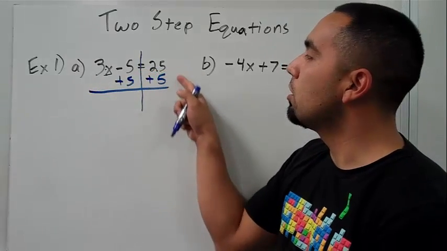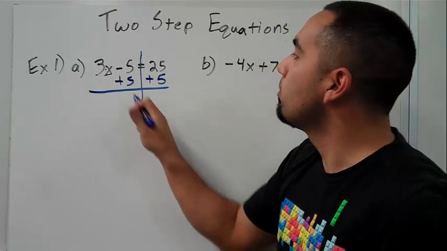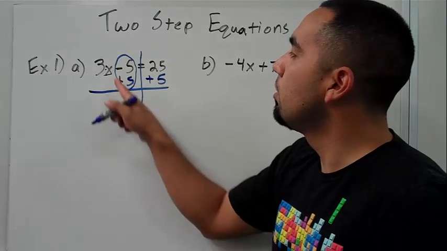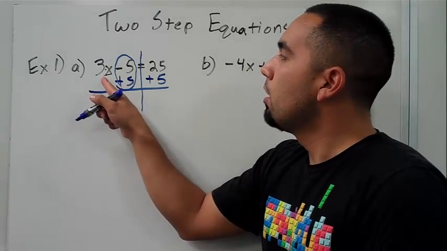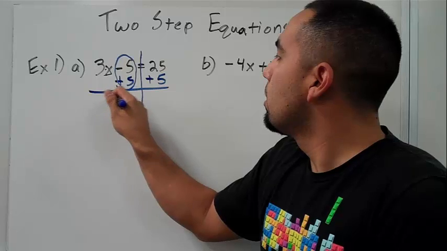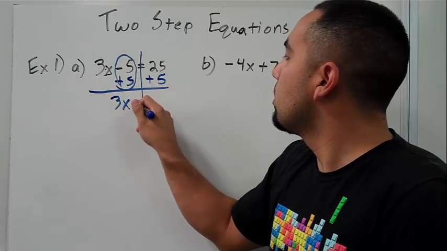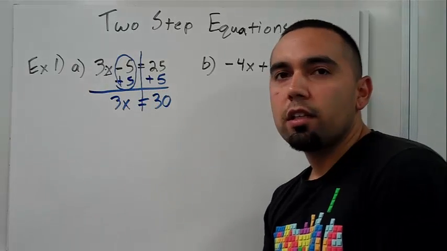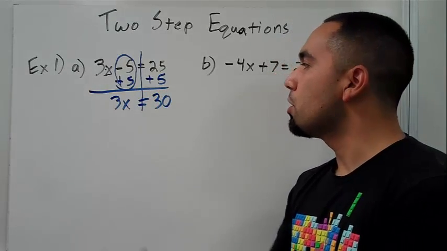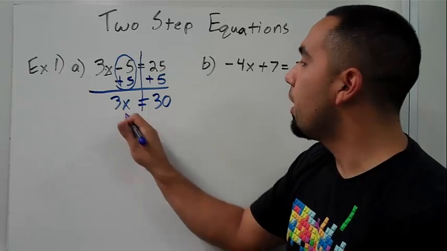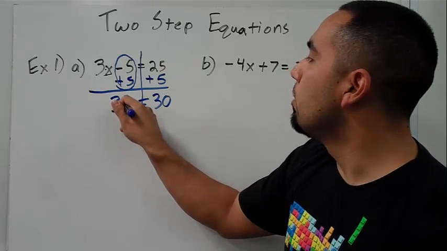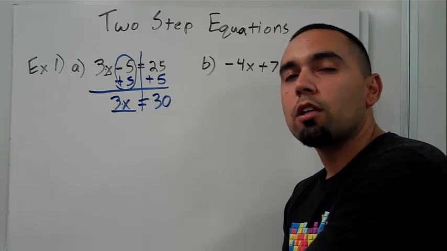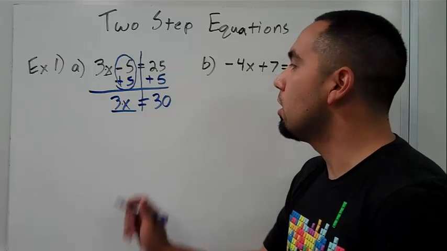I need to make sure that I'm adding like terms, okay? Whenever I have two opposites, I get 0 when I'm adding or subtracting. And so what I'm left with is 3x equals 25 plus 5 is 30. And then now I'm left with a simple one-step equation. All I have to do is divide by 3 because, again, whenever there's a number right next to a variable, that means multiplication. And I want to do the opposite of what's being done to the variable.